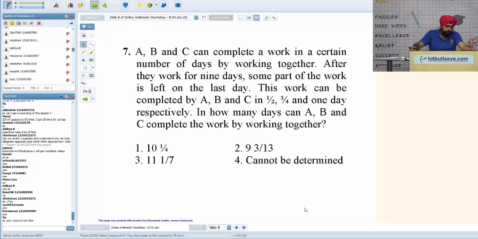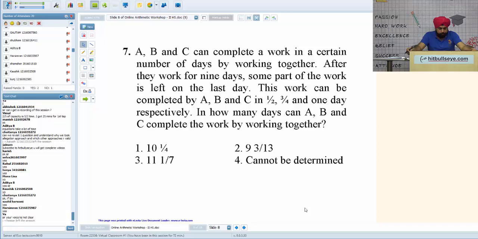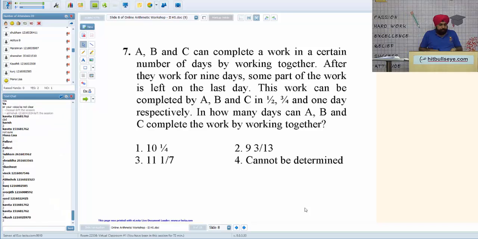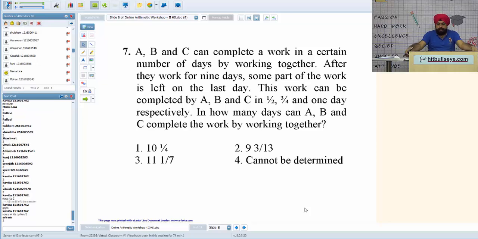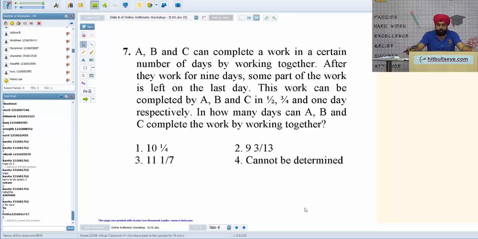Okay, students, this question on time and work. So answer this question, students. Kavita says cannot be determined, but she is not sure. Kavita says it's option 2 now. So Kavita, change the lines of the poem of this question. So students, it's a simple question if done logically. Okay, let's solve it, students.